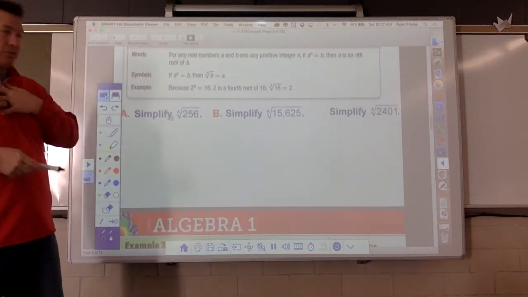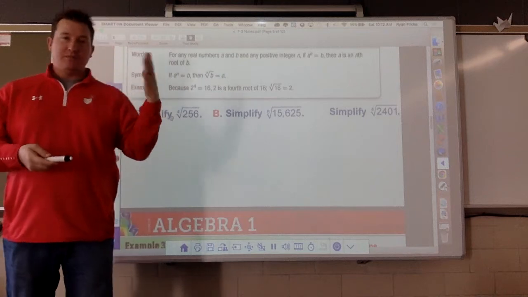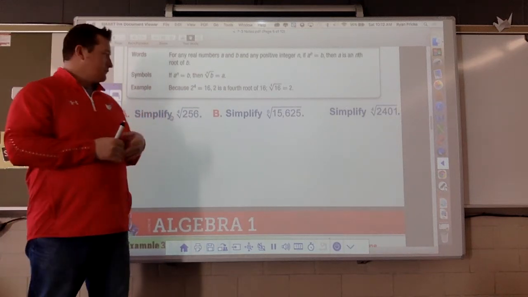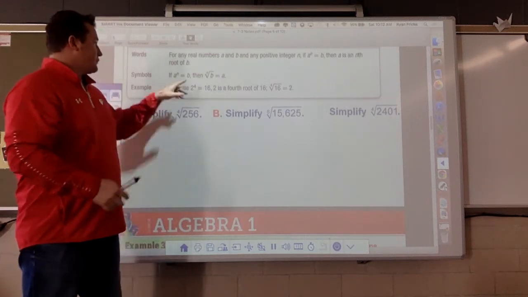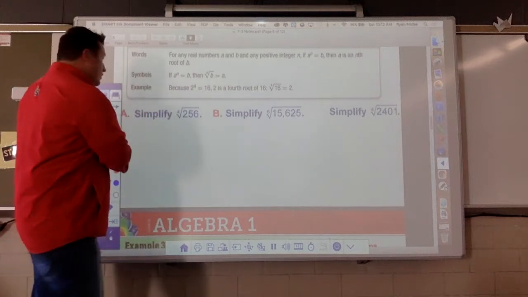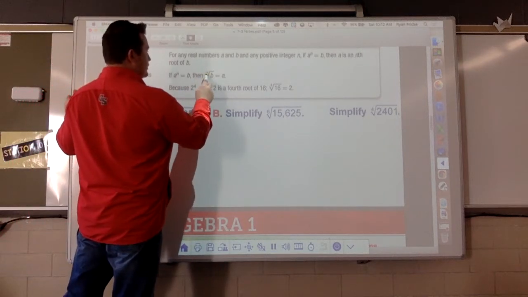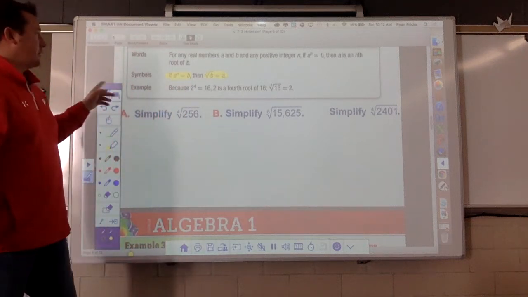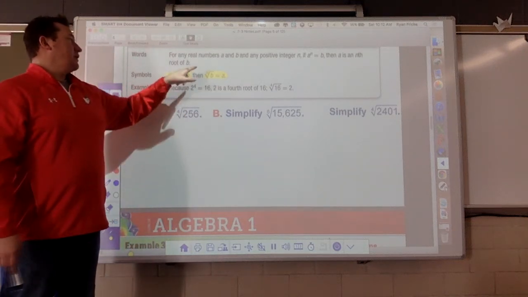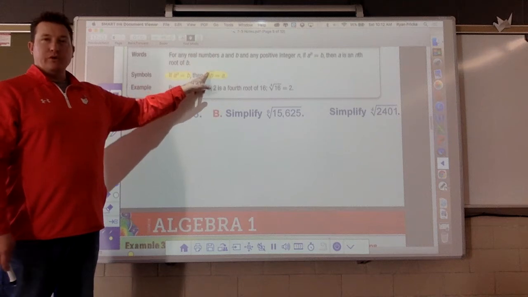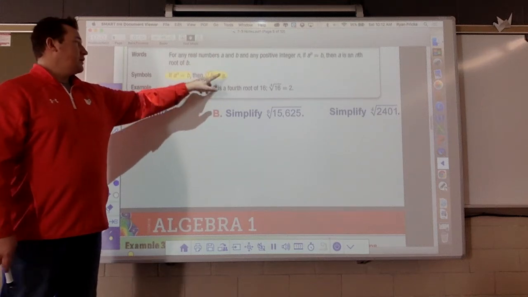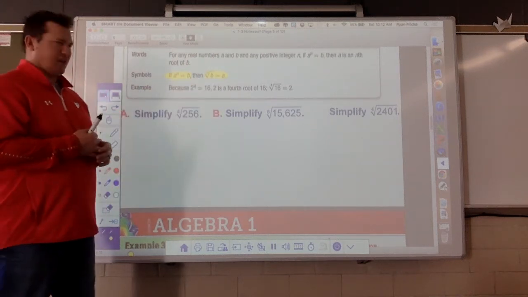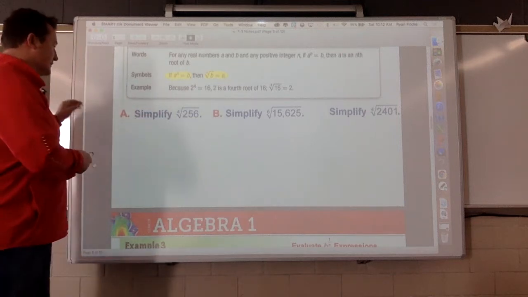The nth root. So what happens when we don't have a square root? We can still see that. Here is your cheat sheet, right? Right there. A to the n equals b, and you take that n, that's the root you want of b, and that's going to equal a. It'll make sense here in a second.